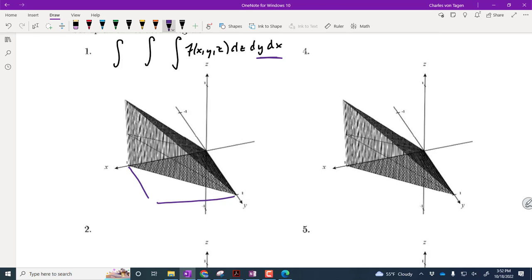So what we're going to do is we're going to project, now this part's not very exciting in this problem. I'm going to project the entire 3D solid into the xy plane.